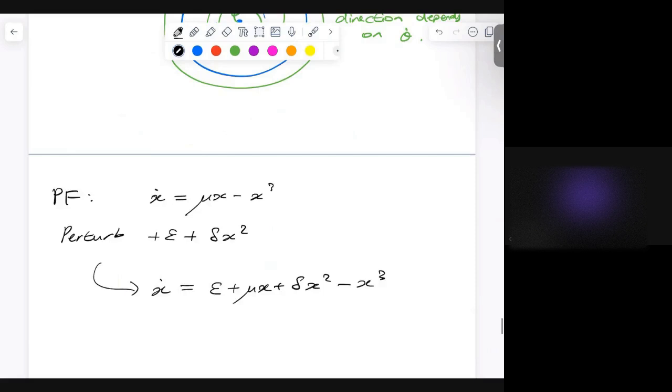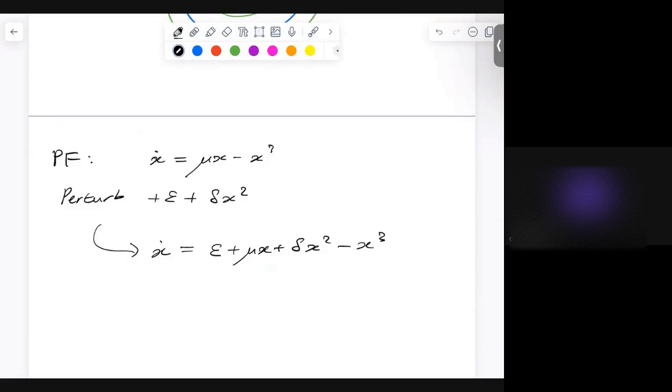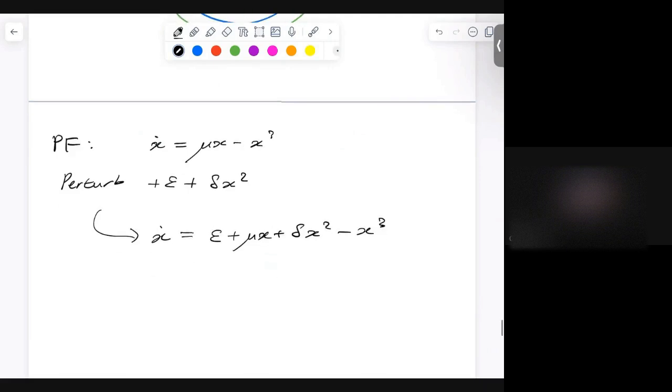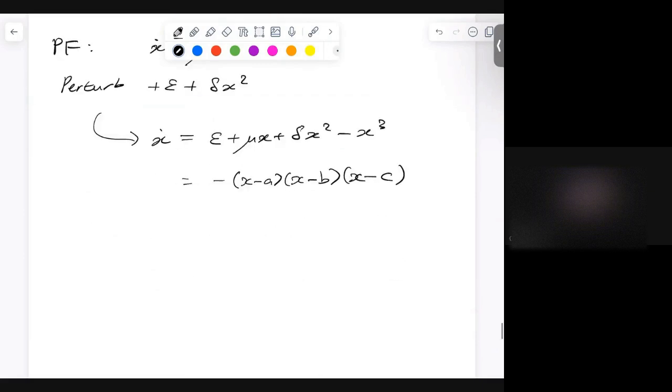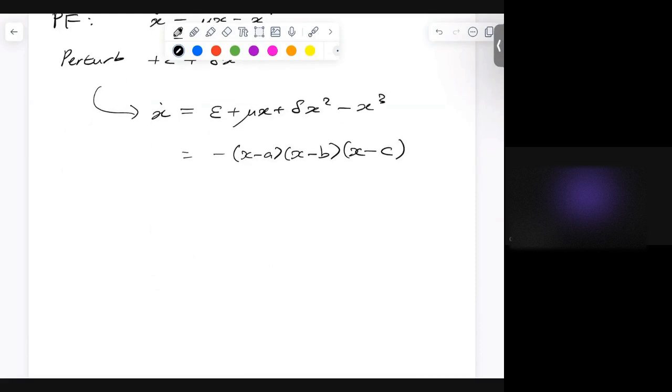Okay, well, I suppose this might be quite difficult to solve, actually. I didn't think this through very well. Sorry. Okay, now let's just imagine that we can write it as, say, minus x minus a, x minus b, x minus c for some a, b, and c. I'm not sure if this is going to work, but we can try. Okay, what would that tell us exactly?